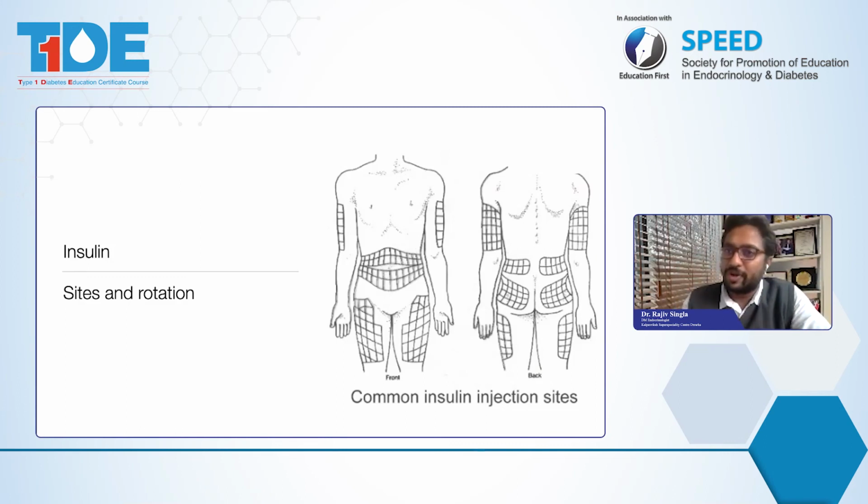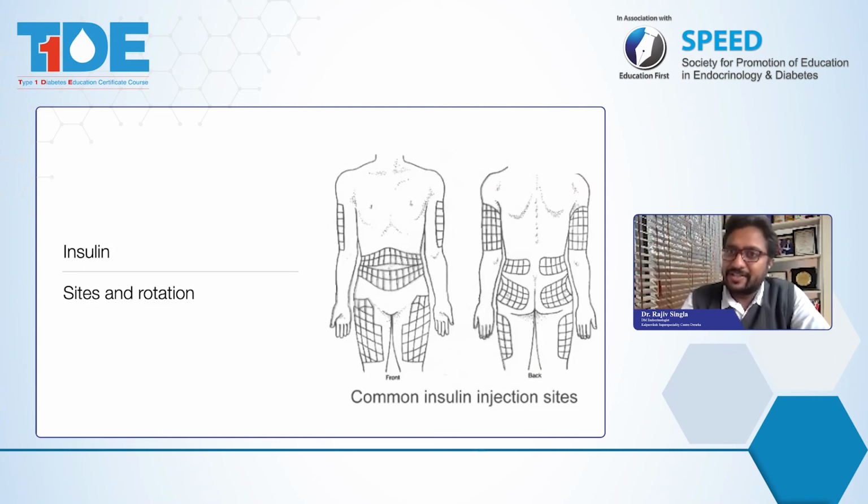I go from one side to another in one plane. And then once I've reached the other side, I come 1 finger down and then go to the other side. There are different rotation patterns or methods that we can follow, but the basic principle stays the same: I avoid injecting, for the next 2 weeks, where I've injected today.